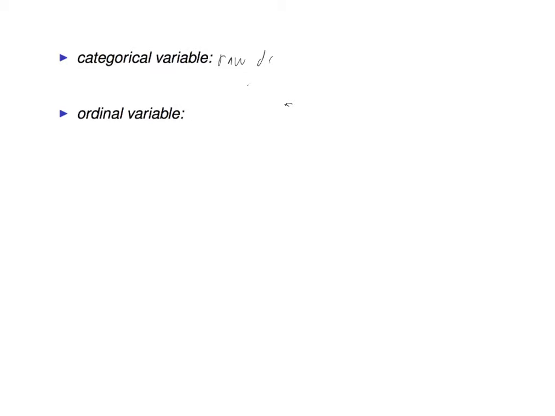This is raw data. It consists of category names, and they don't necessarily have an ordering.